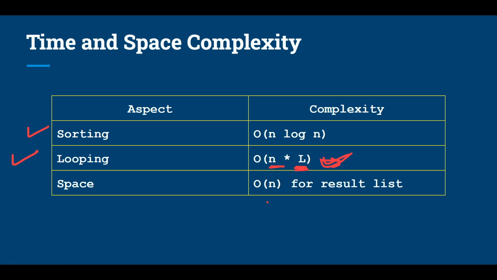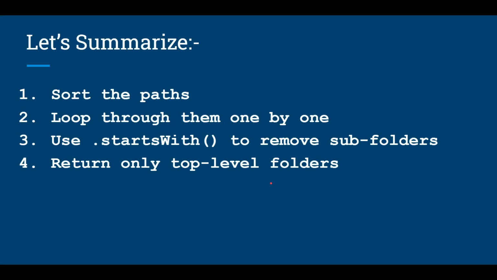Now the space complexity. For the space complexity, we are storing the result, so it will be O of n. Okay, sorry. If we summarize what you have understood: very first, we sort the paths, then we loop through them one by one, and then we use the startsWith string method to remove the subfolders, and we add only the top level folders. So we will return the top level folders here.